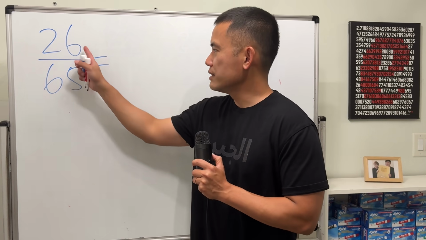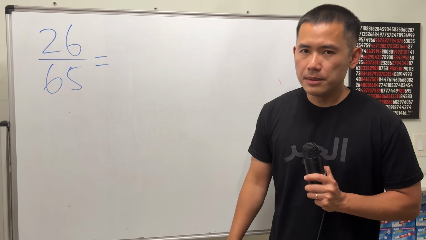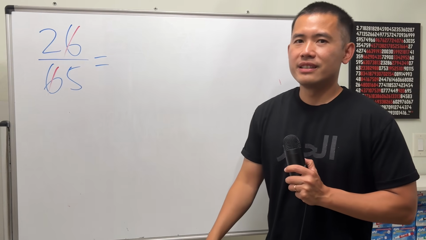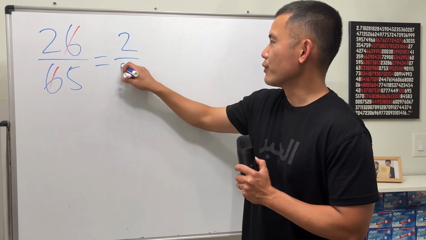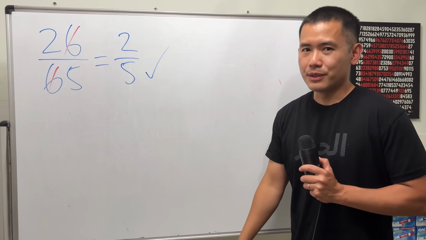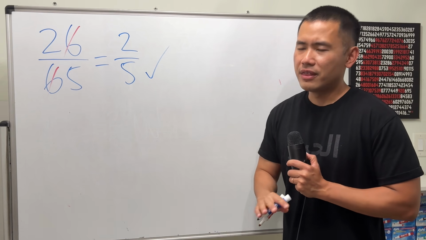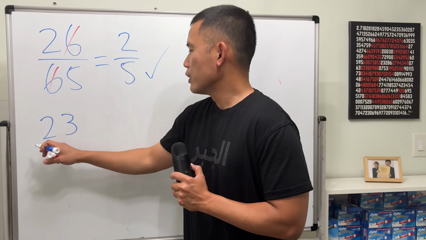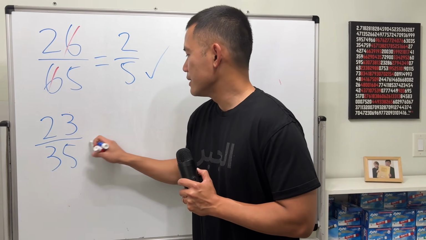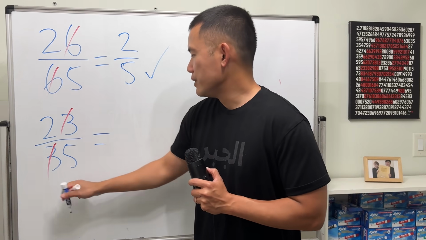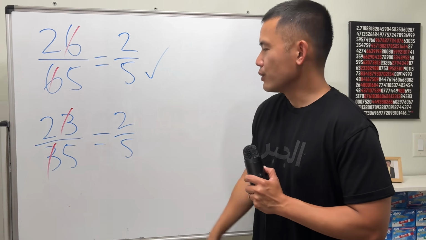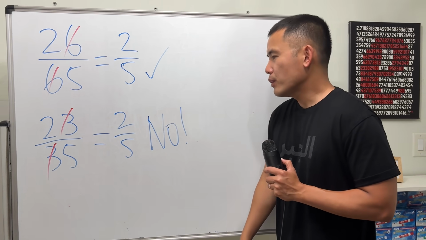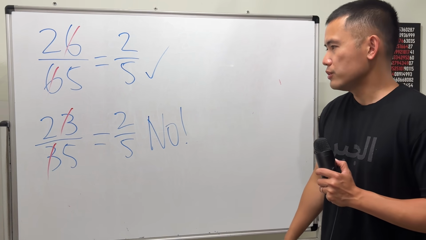Notice for the fraction 26/65, if you want to simplify it, the 6 is in common, let's just get rid of it. And we see that we get 2/5. And in fact, that's indeed correct. However, this method does not work all the time because if you take a look at this example, 23/35 instead, if you get rid of this 3, do we really get 2/5? No. By the way, how do we check if two fractions are equal to each other though?